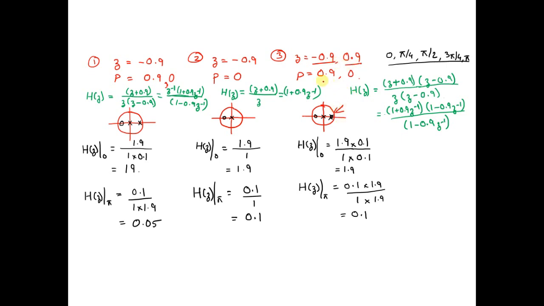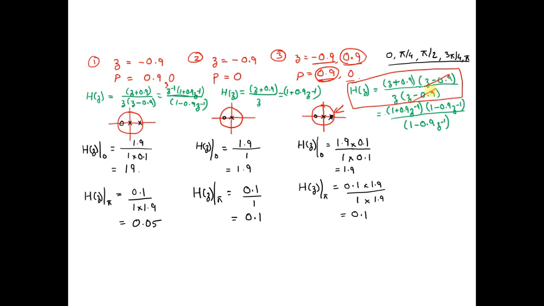Okay. And at 0.9 and 0, the poles are at the same position. So basically what we have done is put an extra zero at the location 0.9 where there was already a pole. Now if you see the H(z), it becomes this one.